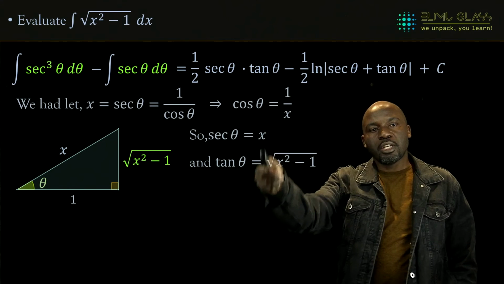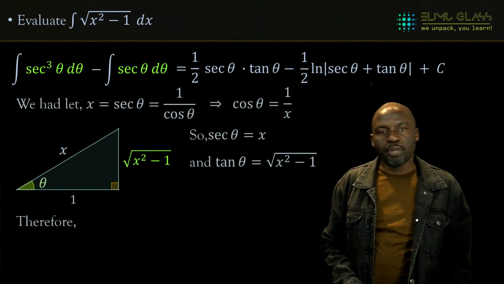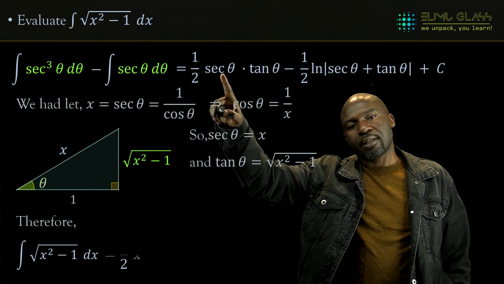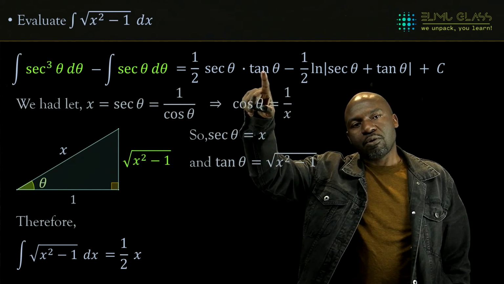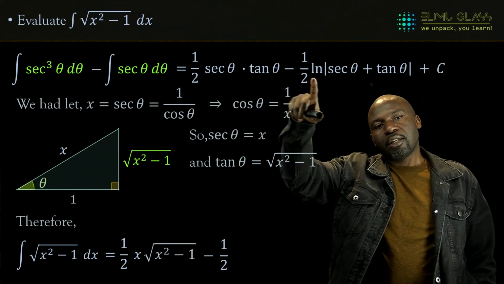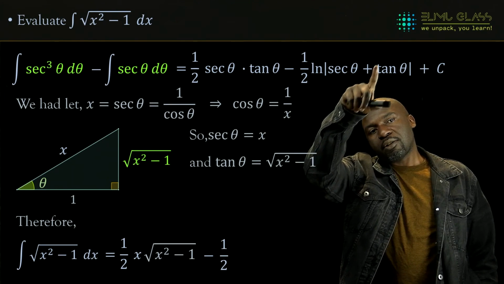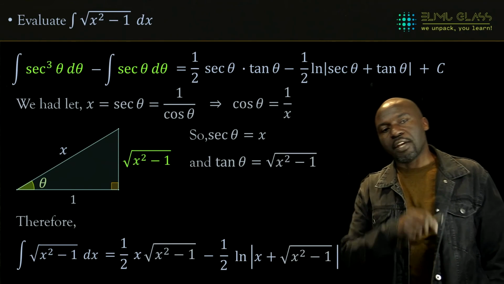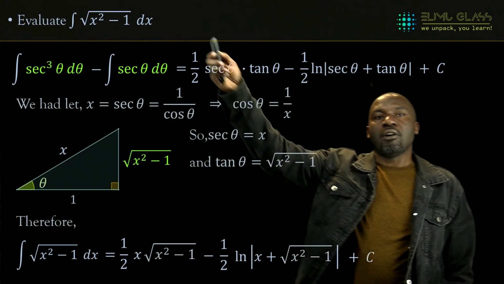If we substitute these into that expression, then we get our integral to be equal to a half of x, because secant is x, times the square root of x squared minus 1, and then we're going to subtract half ln of x plus the square root of x squared minus 1, and then of course plus our constant c. This is the integral of that expression.